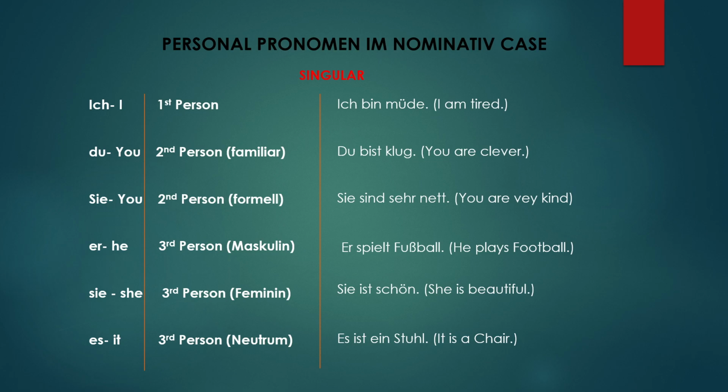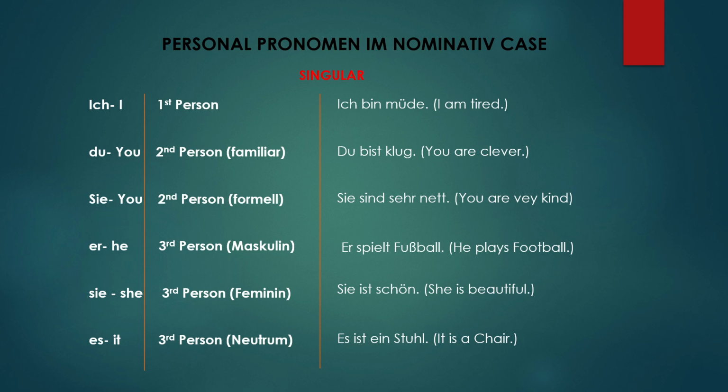Next one is sie with a small s. This is third person singular pronomen which means she. It is used when referring to a female. For example, sie ist schön. She is beautiful.